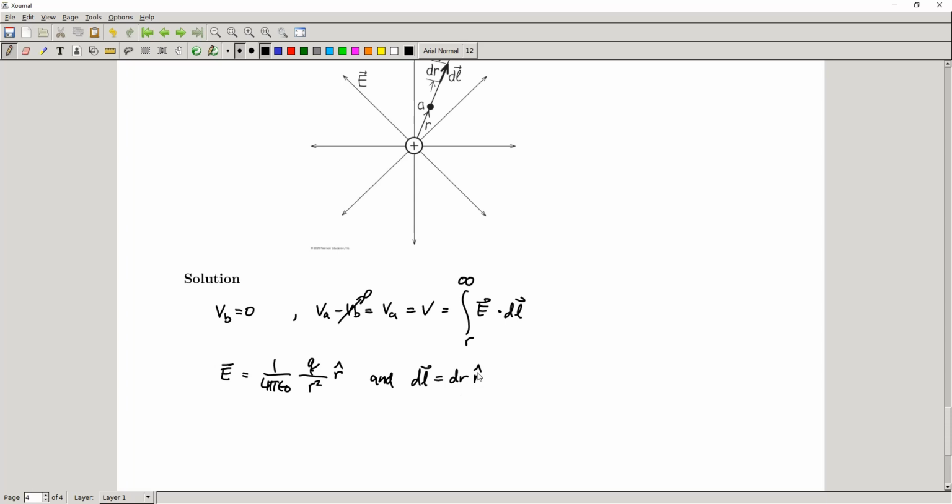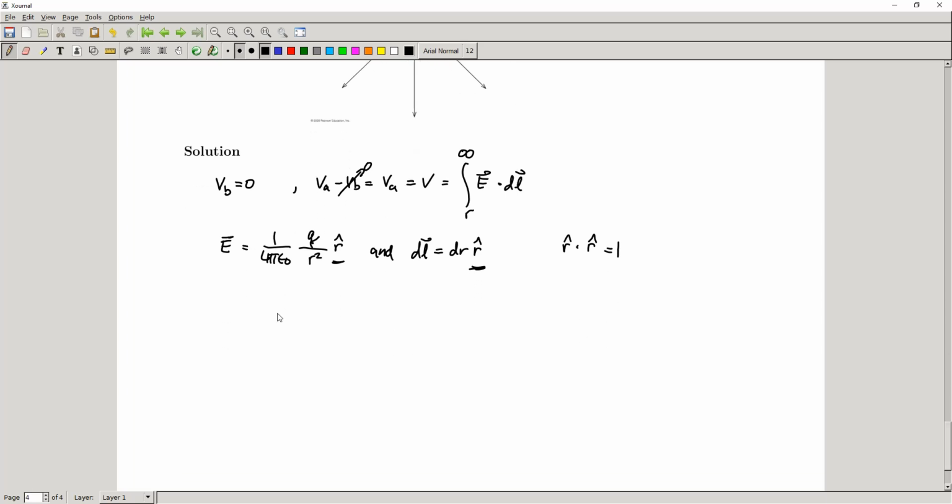Now, why is that? Well, it's because we're basically just integrating along one line that leads from the center of our point out to infinity, and it's following the same line as the electric field. Both of them are in the r hat direction. So this dot product is really just going to end up being r hat dot r hat, which is just 1. And so our integral simplifies a fair bit. We're going to end up with V equal to the integral from r to infinity of q over 4 pi epsilon naught r squared dr.